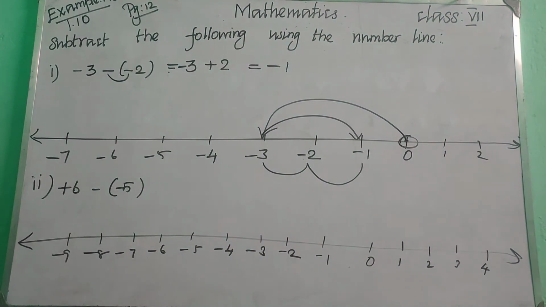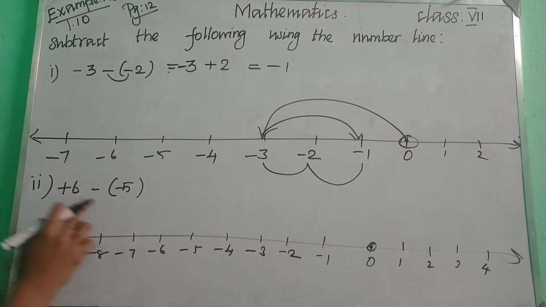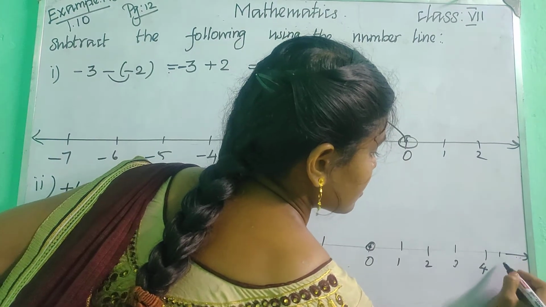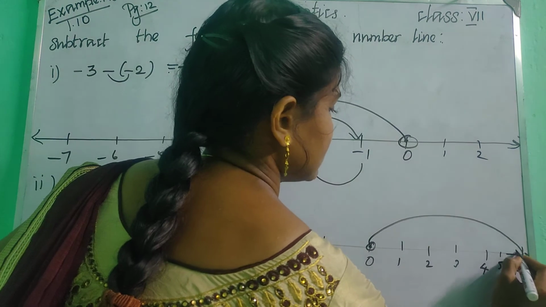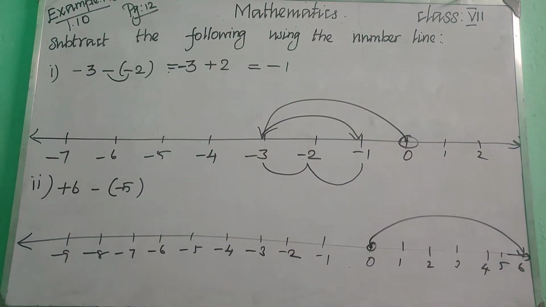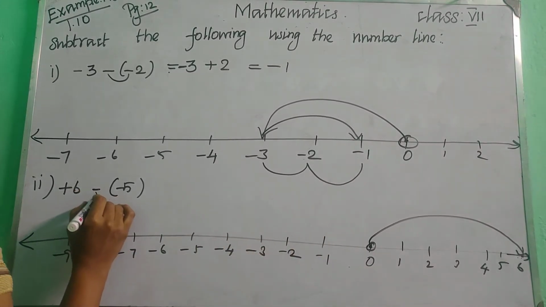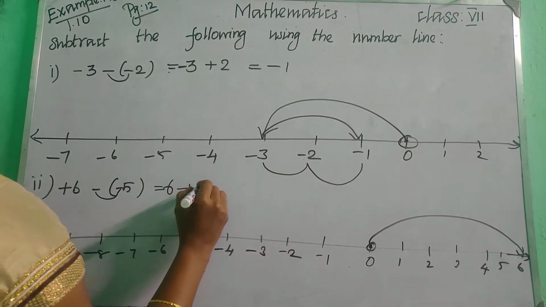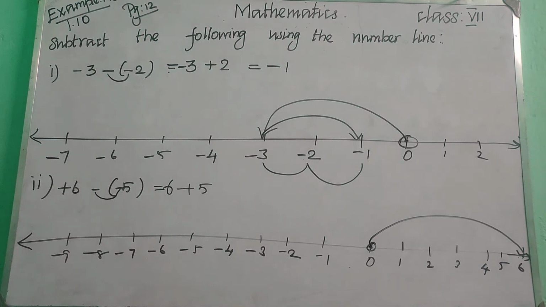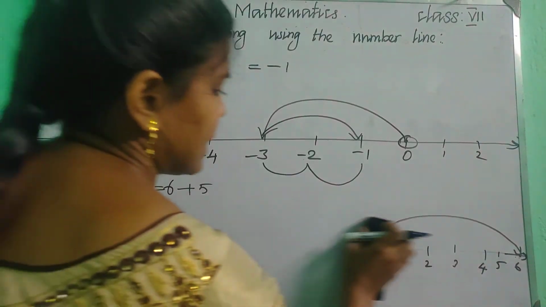While doing addition and subtraction on a number line, we need to start from 0, right? So here we are now. We need to start from plus 6. Plus 6 means it's 5 and it's 6. You need to start from 6, which is in the positive direction. And also we are having minus and minus, so our question will become 6 plus 5. 6 plus 5 means it will move in the positive direction. So in the number line, let us make the changes.